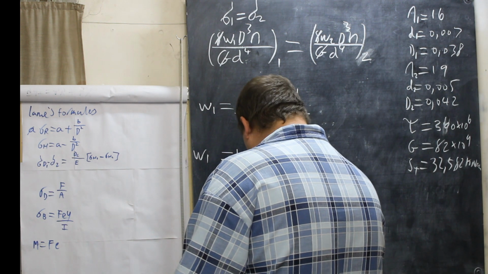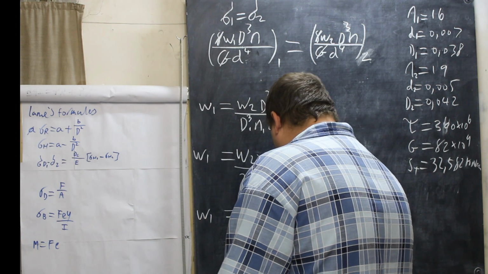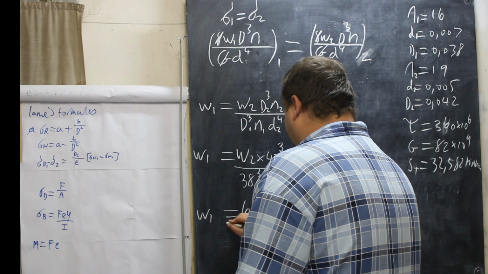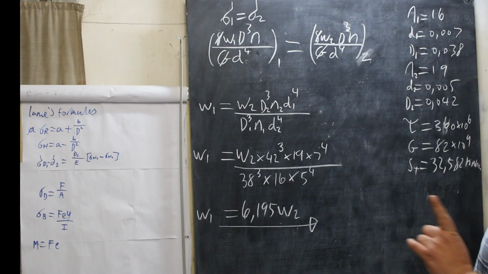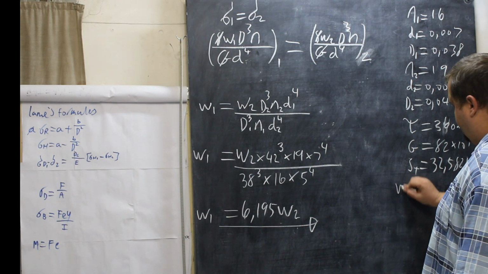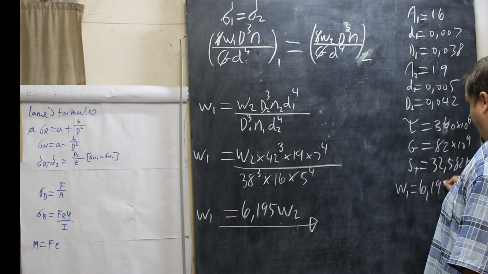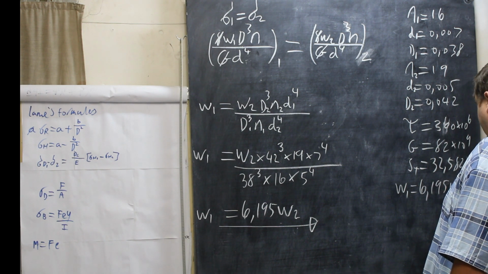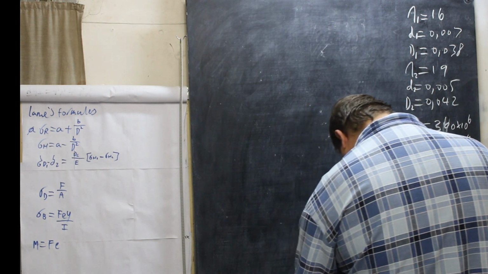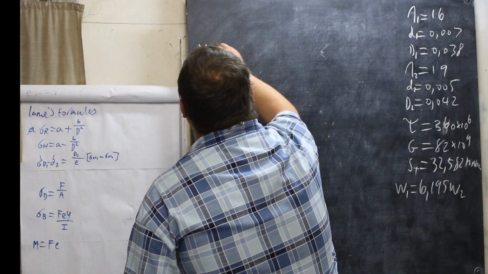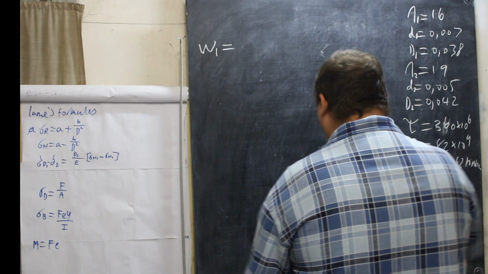Now W1 equals 6,195 W2. Now this is important for later. W1 equals 6,195 W2. Right, that's important for later. Okay, next part. Now, W1, now this is the same question, still question 2.